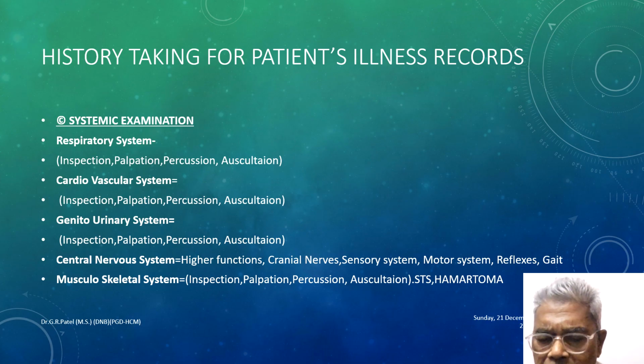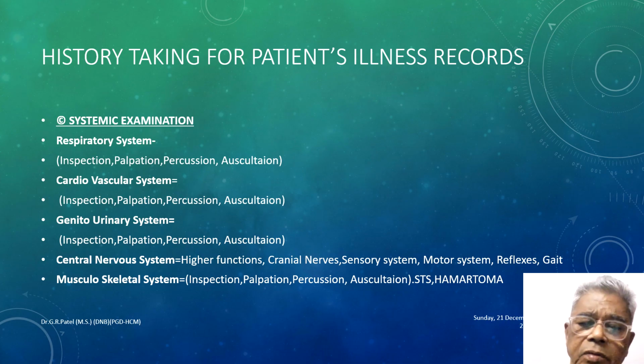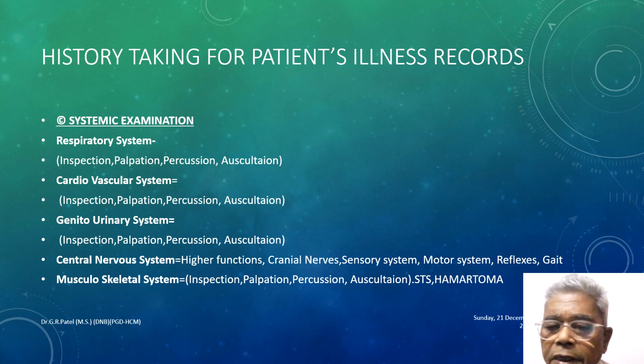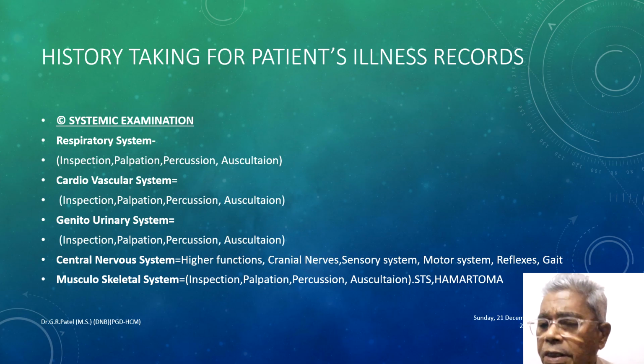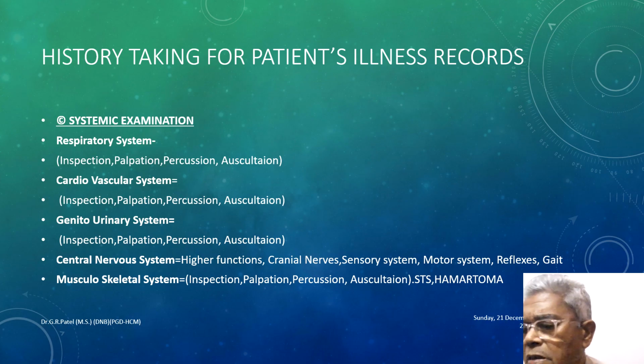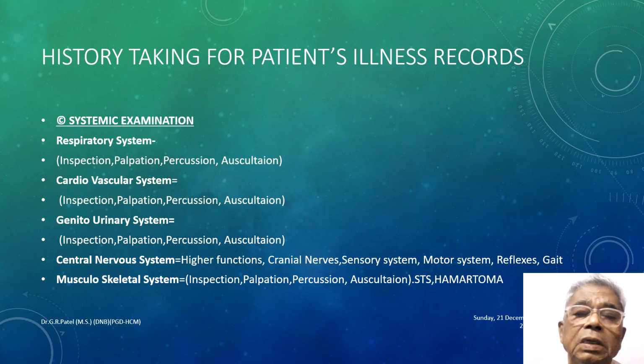Percussion: a drum-like percussion note is suggestive of tension pneumothorax, which is an emergency. Then auscultation for the breath sounds, bronchial breathing or amphoric breathing, presence of rhonchi, rales must be looked for. Rhonchi and rales at the base of the lungs suggest left ventricular failure. Rhonchi are also present in case of left ventricular failure.